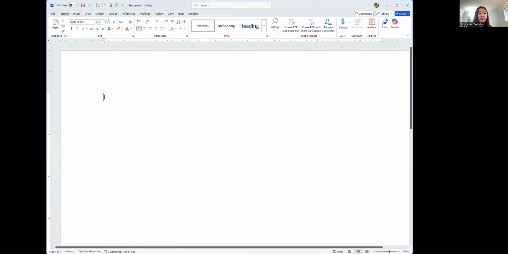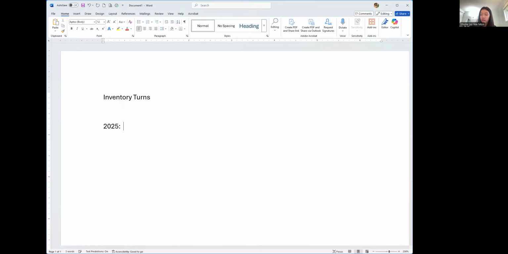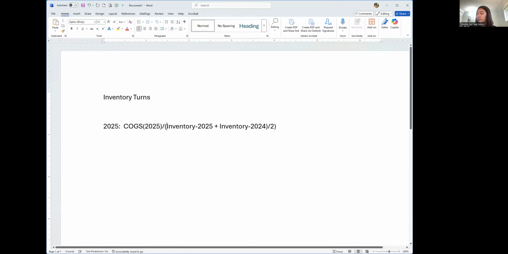So inventory turns. To calculate them for 2025, you take cost of goods sold divided by inventory 2025 plus inventory 2024 divided by 2. Okay, that's how you do inventory turns.